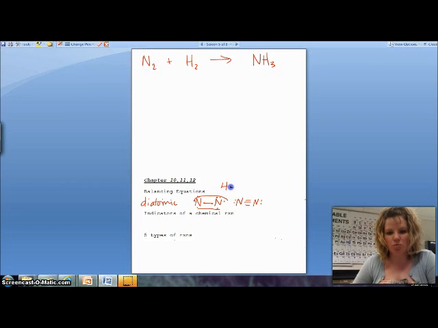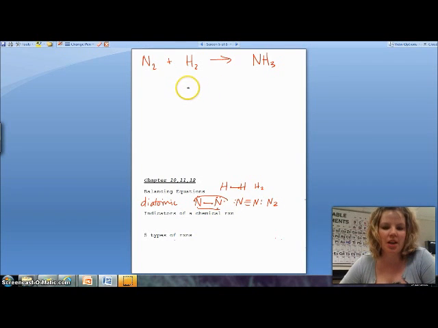Similarly, hydrogen has 1 valence electron, and so there's 2 here, so they'll share, and so you get H2 or N2. So you really have to watch for those. And now we go ahead and balance it.